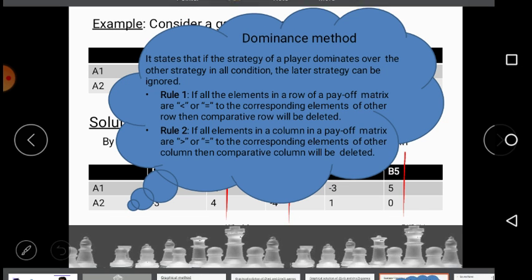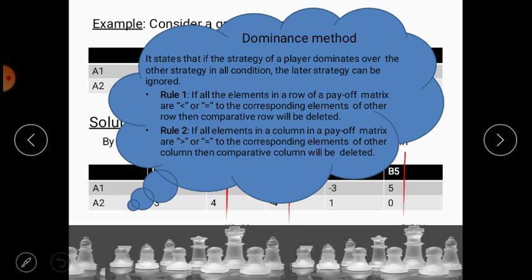So please note here, if all the elements in a row of a payoff matrix are less than or equal to the corresponding elements of another row, then the comparative row will be deleted. We don't require that row because it is nowhere leading us to the solution.